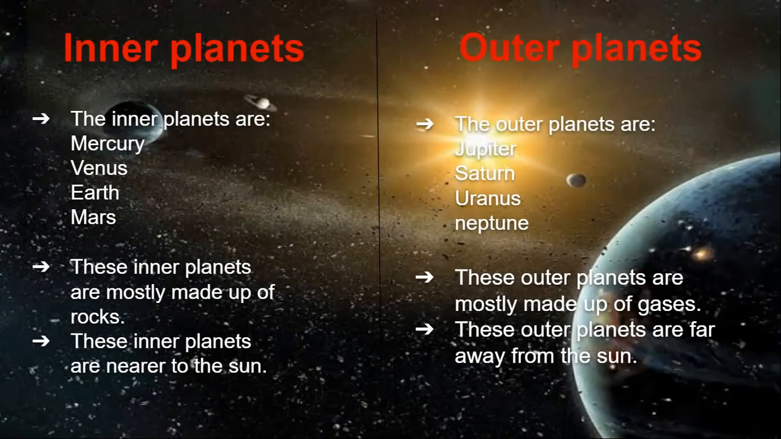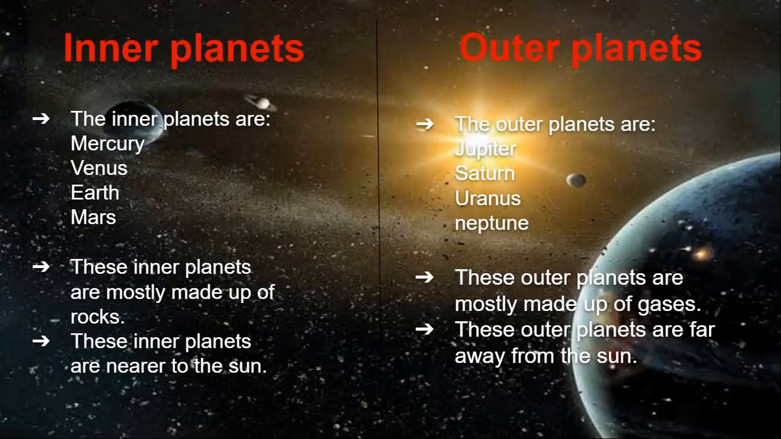So now let us learn about the differences between inner planets and outer planets. The inner planets. So what are the inner planets? Mercury, Venus, Earth and Mars. And these inner planets are mostly made up of rocks. These inner planets are nearer to the sun.